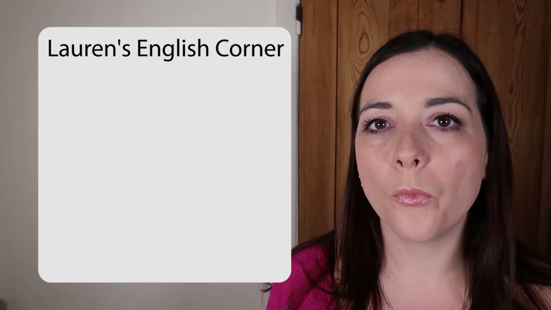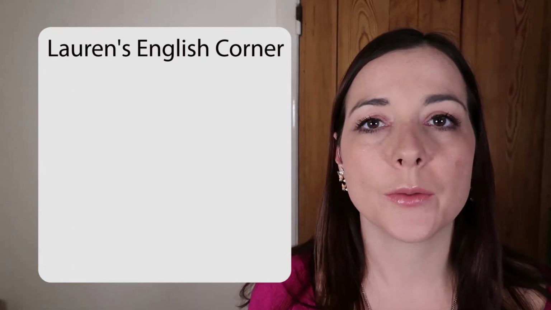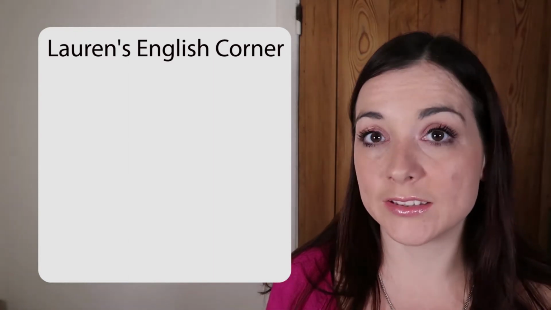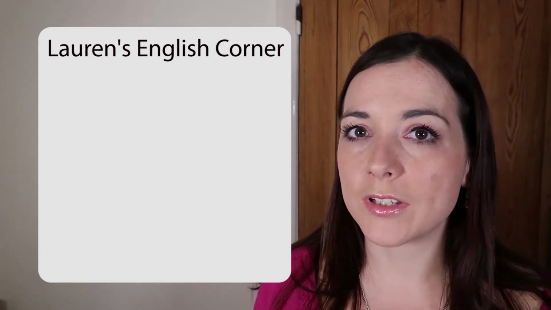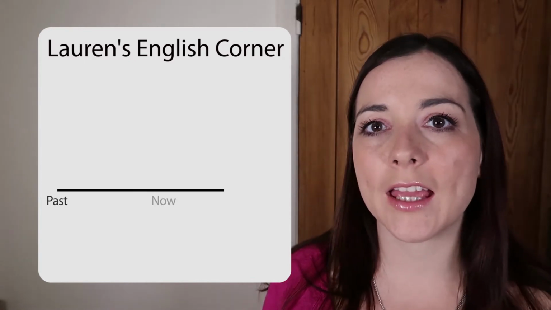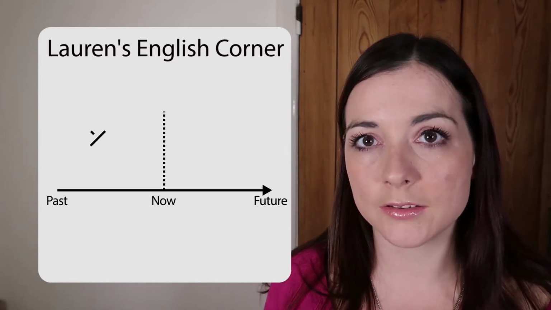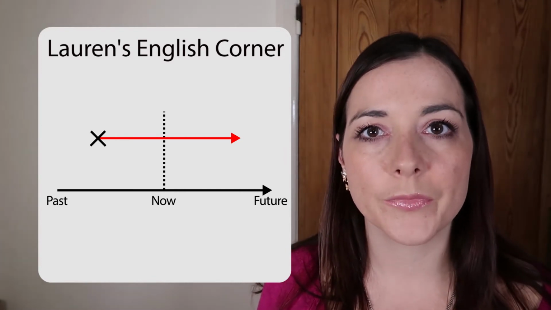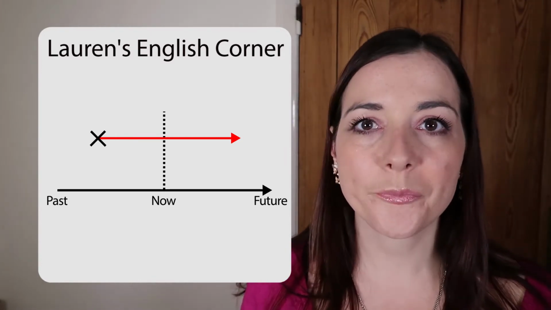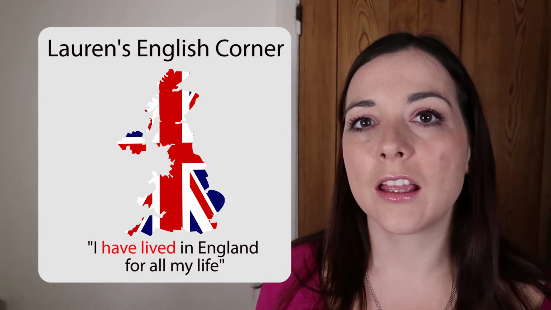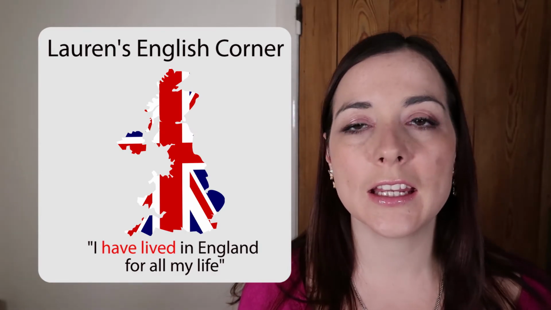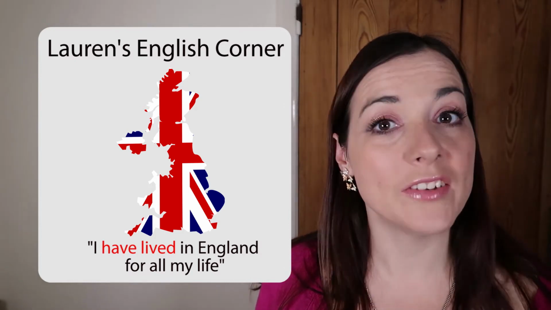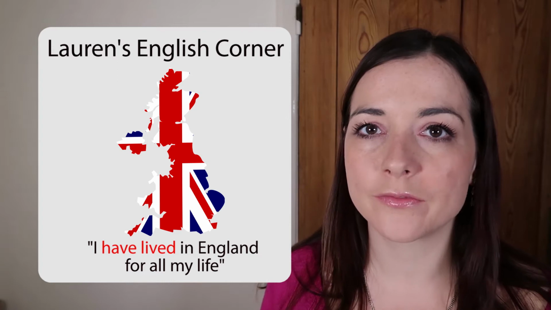So, why and when do we use the present perfect? Well, there are three main reasons. The first reason is for something that has started in the past, but is still true. It still continues. So, for example, I have lived in England for all my life.